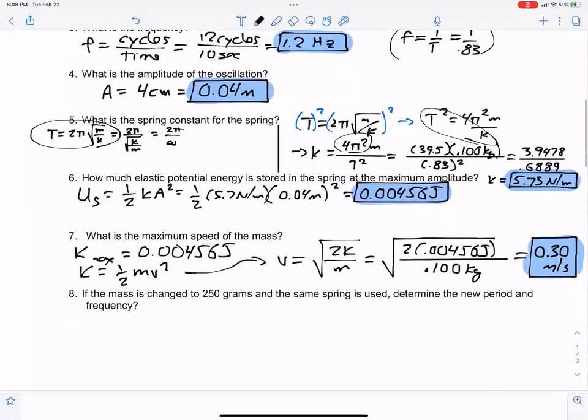Now, if the mass is changed to 250 grams and the same spring is used, same spring means same spring constant k of 5.7 newtons per meter. Determine the new period and frequency. So the period of a mass spring system is 2 pi times the square root of m over k, but you've just increased the mass by 2.5 times greater. So let's figure that out.